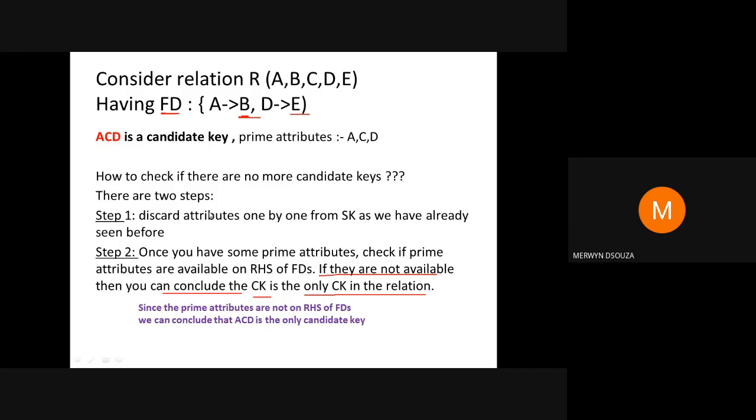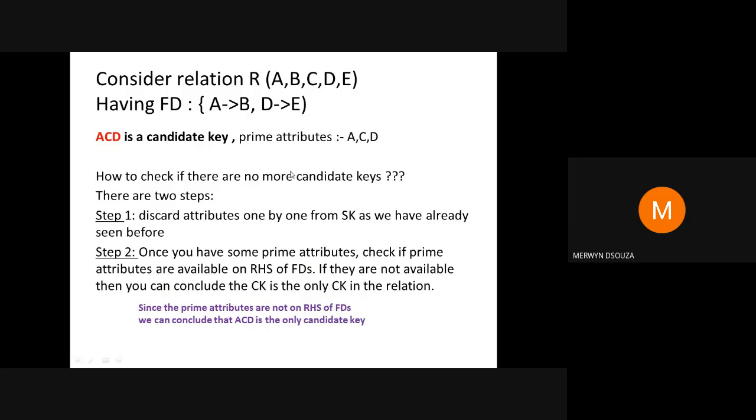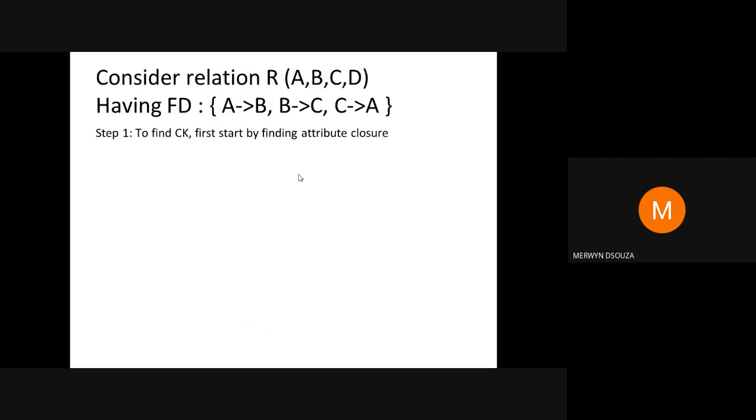Now you may think, what to do if you find out that the prime attributes are present on the right hand side of the functional dependencies? Let's see one more example for that case. Consider a new relation R having the attributes A, B, C, D and having the functional dependencies A determines B, B determines C, and C determines A.